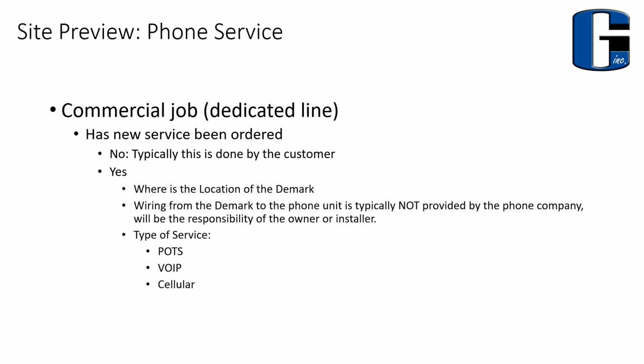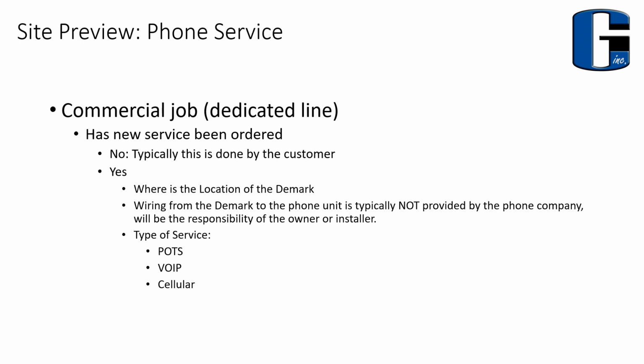Phone service. So that's another important thing to consider. If it's a commercial job, is it a dedicated line? Does this require service to be ordered from the phone company? Nowadays we have a lot of cellular systems, so that's less of a concern. If you're going to sell a cellular driven unit, then this is going to be taken care of. But if we're going to utilize the actual phone company's phone service, then that needs to be determined.